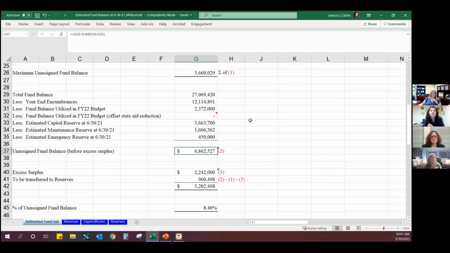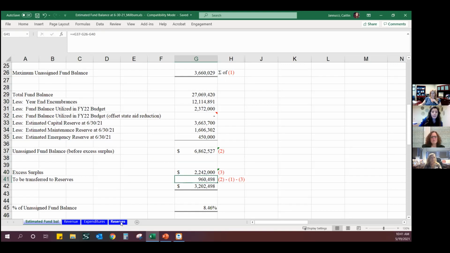So typically Milburn has had excess surplus of about $2.242 million for the last several years. And in conversations with Cheryl, she really wanted to keep that excess surplus consistent. So we decided to designate that same amount towards excess surplus, which really left the difference that we were talking about at $960,000. So that's the amount that is currently over the maximum that she could have in unassigned and that she could decide to replenish her reserves with.